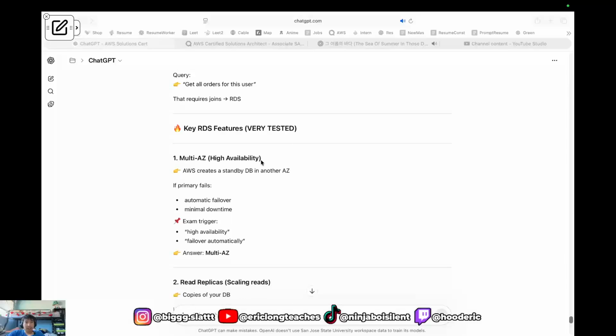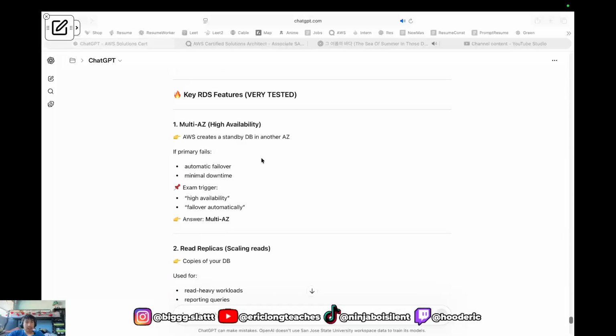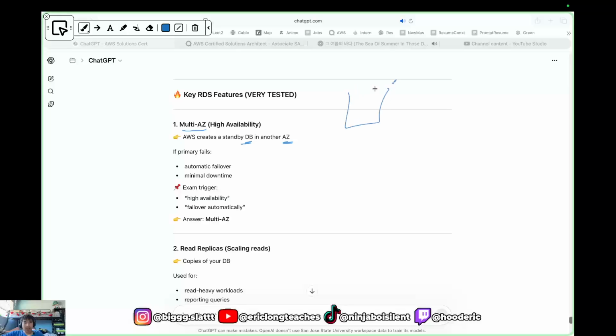So, key features of RDS. RDS is high availability, so it uses multiple availability zones. It creates a standby in another availability zone. If the primary fails, then it goes ahead and uses the other one. So let's say this is availability zone AZ1, and this is AZ2. If AZ1 was to fail, we'd go ahead and use AZ2, and that's why RDS is pretty good.